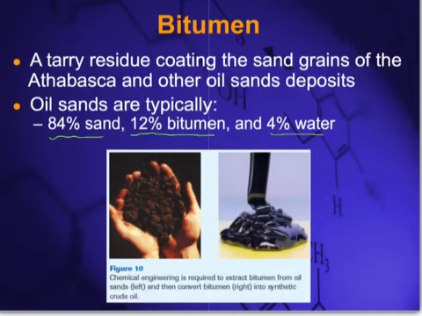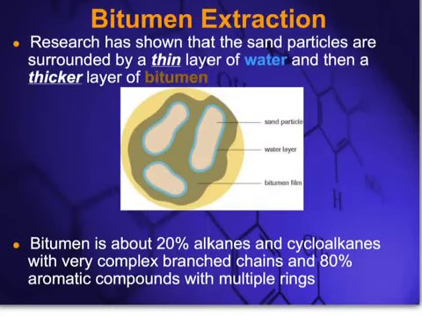In order for the bitumen to be extracted and the water removed, it takes a lot of processing. The key to extracting oil from oil sands is to remove the bitumen from the water and the sand. The bitumen is actually a mixture of alkanes and cycloalkanes, as well as aromatic compounds.